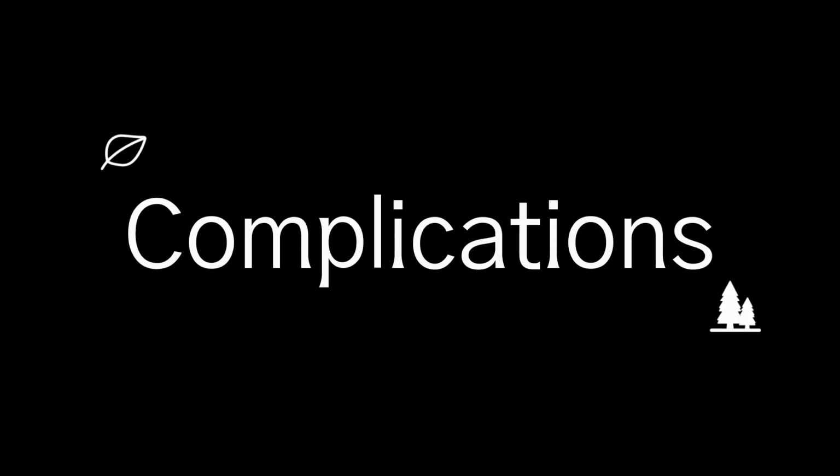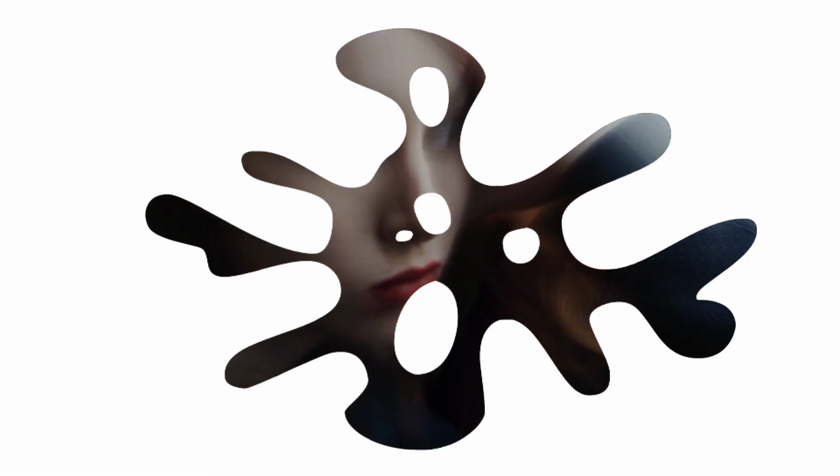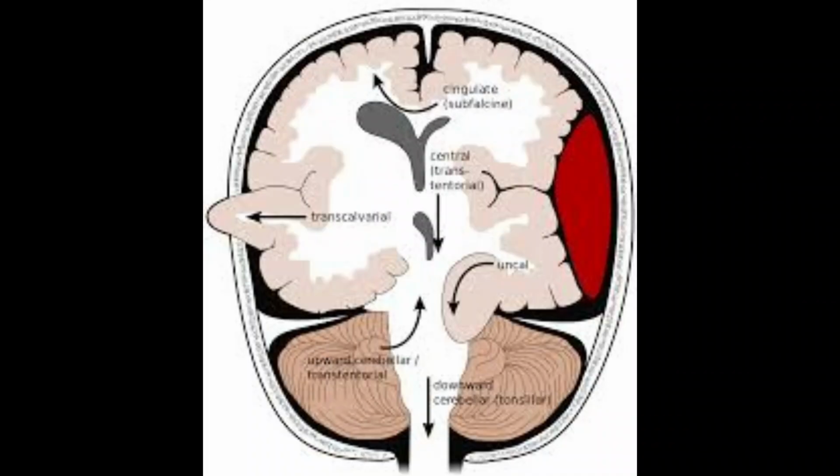Now let's talk about some complications that can occur following a TBI. One such complication is brain herniation. This is where we have the downward movement of brain tissue that occurs due to cerebral edema. Signs and symptoms include fixed and/or dilated pupils, a decrease in level of consciousness, abnormal respirations, and abnormal posturing.